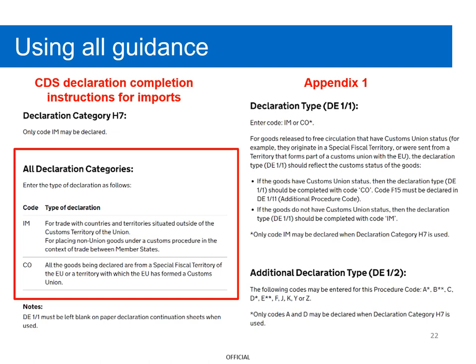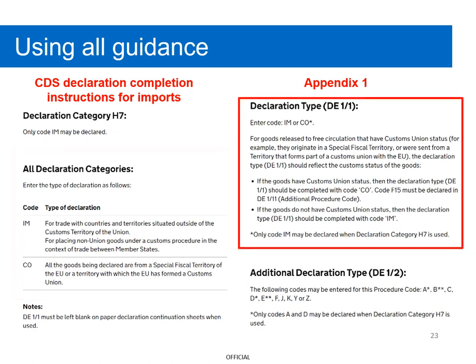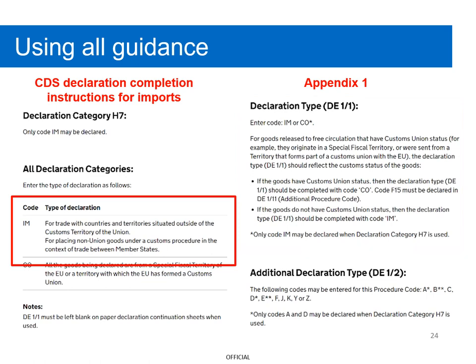The CDS Declaration Completion Instructions for Imports show that the possible values that can be imported into the declaration are IM and CO. According to Appendix 1, the codes that can be used with procedure code 4000 are also IM and CO. Using this information, Hallie can decide the correct declaration type to enter into data element 1.1 for declaration category H1. As she's trading with the USA, Hallie selects the declaration type IM.